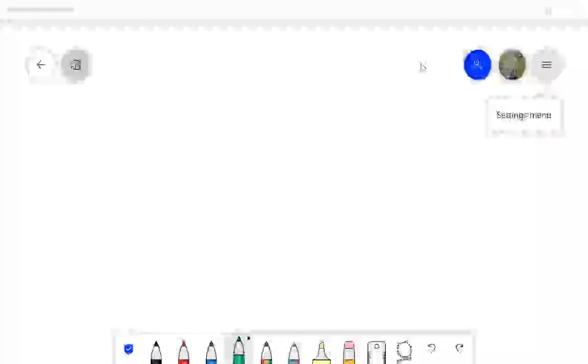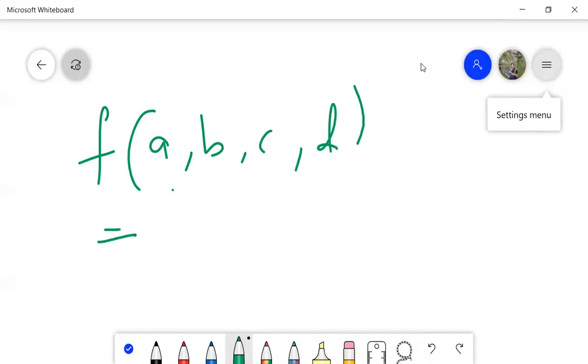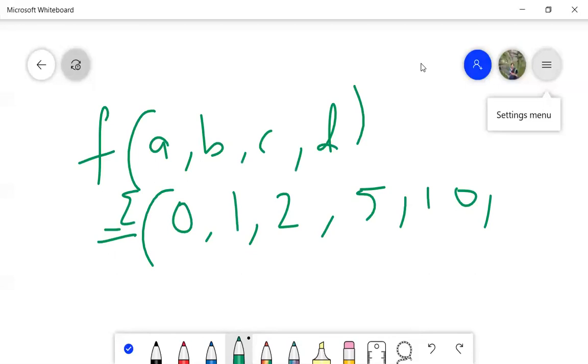Clear? So I'll be taking F of A, B, C, D, a 4 variable K-map, equal to summation 0, 1, 2, 5, 10, 11, 14 and 15. This is the example which I am going to take. You all should do along with me, then only it will be easy for you to understand.